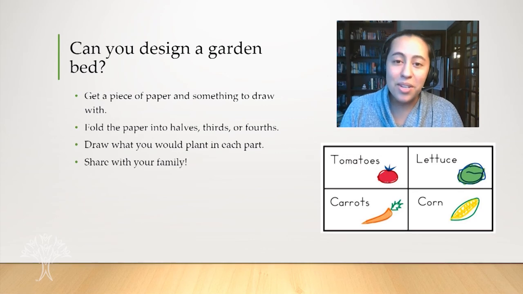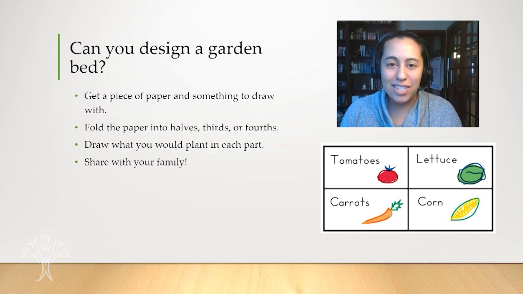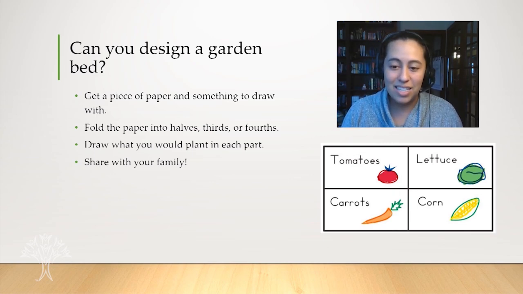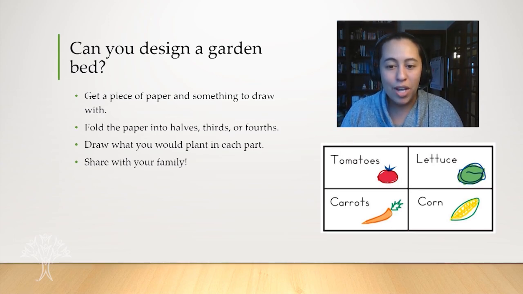So today you learned a little more about halves, thirds, and fourths, and how to write fractions to describe the way that things are divided. Here's my challenge to you. Can you design a garden bed? Get a piece of paper and something to draw with. You might already have it from earlier. You can fold your paper into halves, thirds, or fourths. Remember, to be fractions, all of the parts have to be the same size. Once you've decided what fraction you're going to use and you fold the paper up, draw what you would plant in each part. Share with your family, your friends, even your teacher.